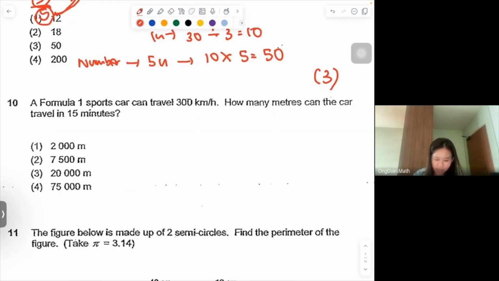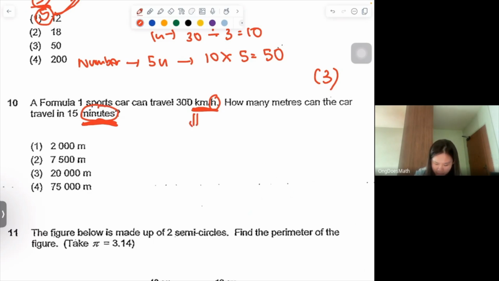Next, a Formula 1 sports car can travel 300 km per hour. How many meters can the car travel in 15 minutes? Okay, before we start working on this question, I want you to notice the units. For this, it says kilometer per hour, while this says minutes. So for the time, hour and minutes are different units. So we want to convert them to the same units.